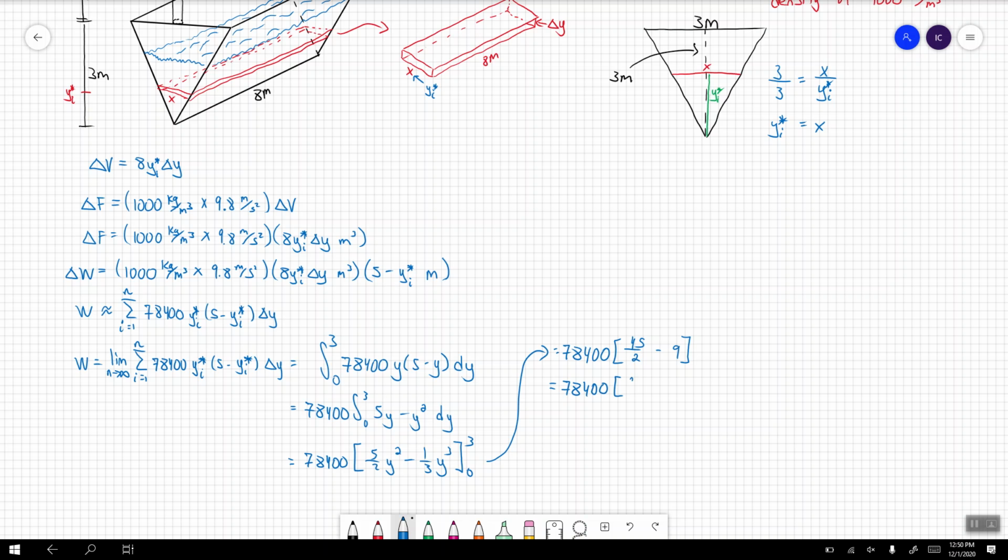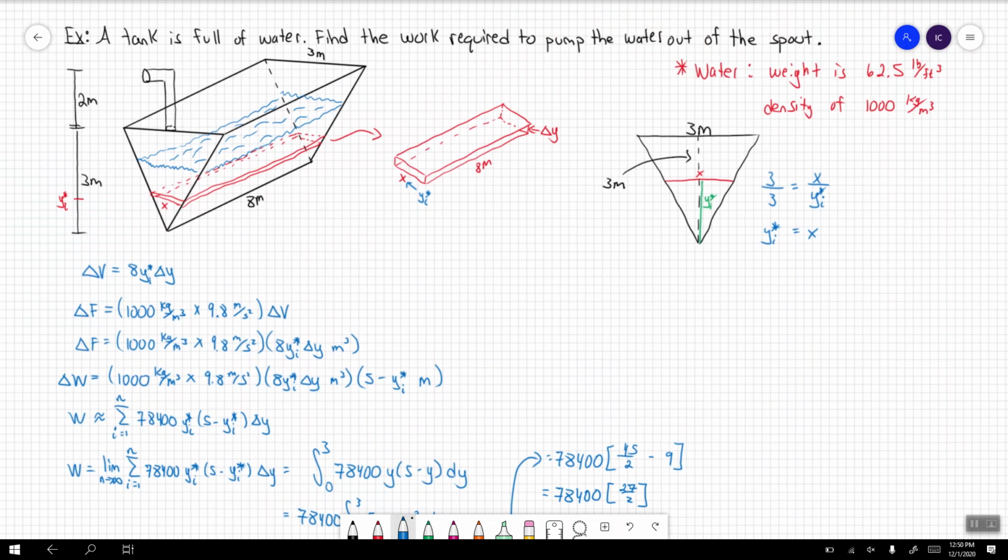We get 27 over 2. And then we're going to multiply 27 over 2 by 78,400. This will then get us a work amount of 1,058,400 joules. This is the amount needed in order to take all of the water out of that trough.